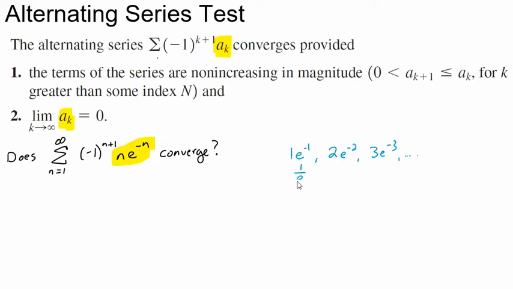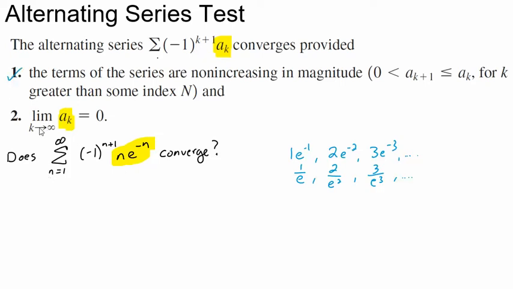All right, so we've got 1 over e, 2 over e squared, 3 over e to the 3rd, etc. Both the numerator and the denominator are increasing, but we can see that the denominator is increasing a lot more rapidly than the numerator. So this is definitely getting smaller, right? Each successive term is smaller than the one before it. And you could put these decimals in and see that as well. All right, so we have this criteria met, check.